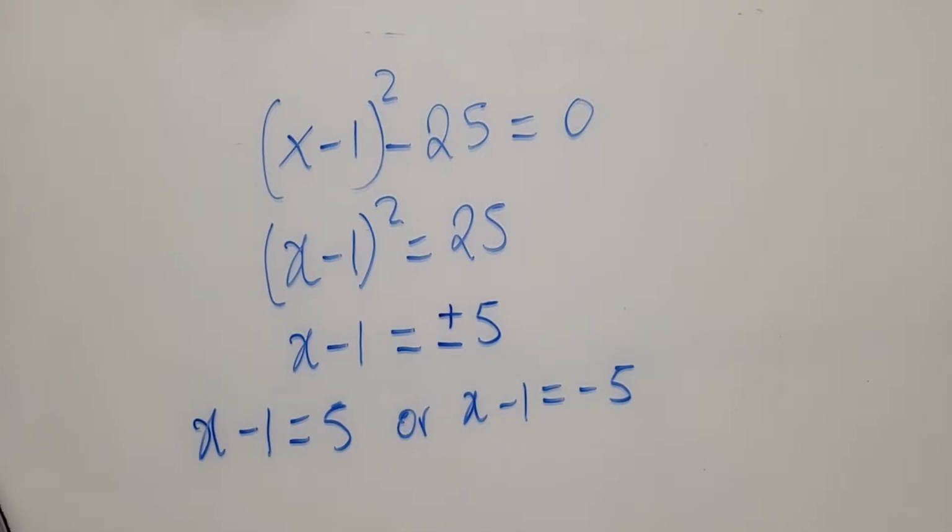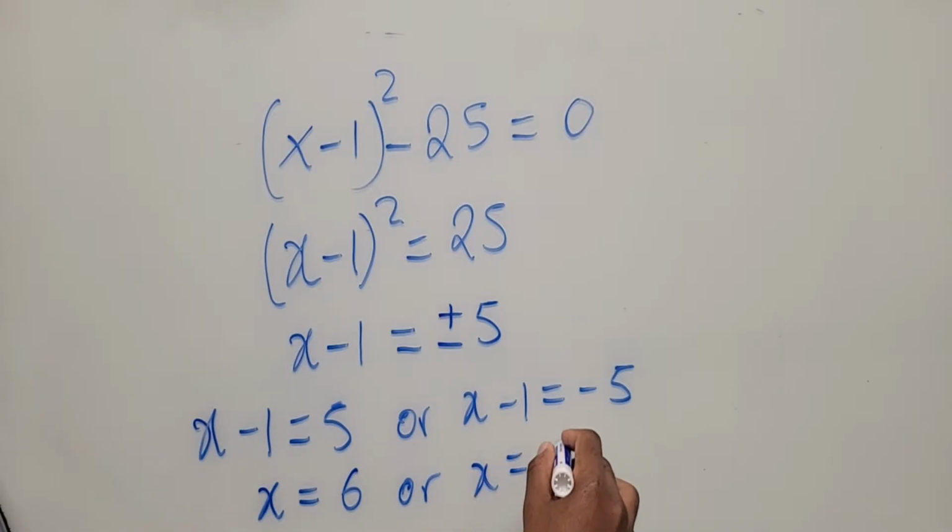And if that is the case, I just solve, right? So x is equal to, I can just add 1 to both sides. So 1 minus 1 is 0, and 1 plus 5 is 6. So x is 6. Or on the other side, I have negative 5 plus 1, which is negative 4. So here x is negative 4. So for that quadratic equation, x is either 6 or negative 4.